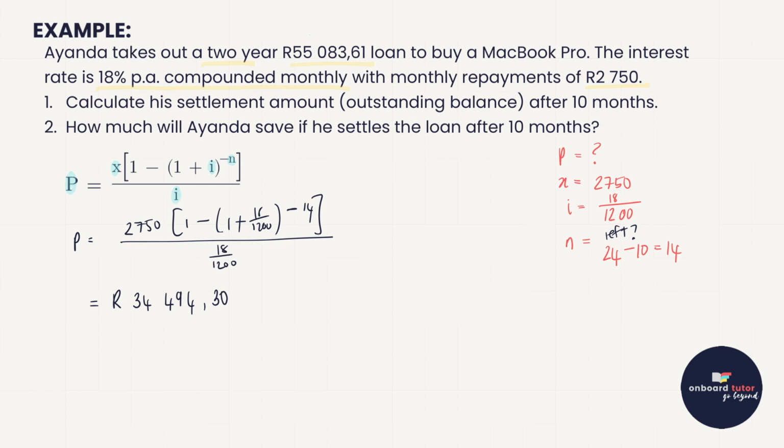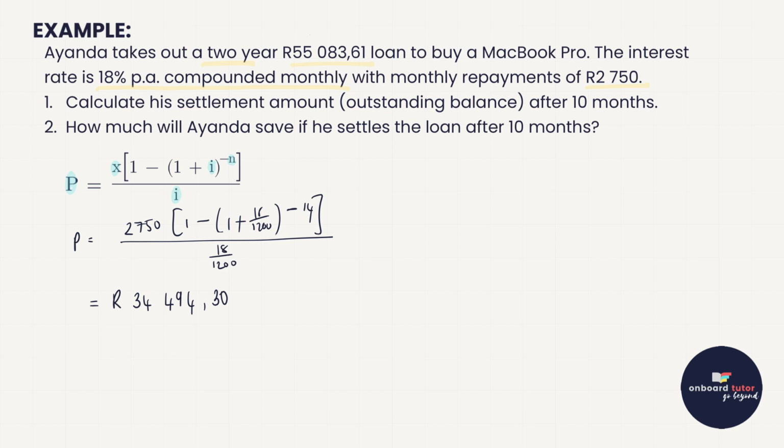Okay, let's see what they're doing here in question 2. How much will Ayanda save if he settles the loan after 10 months? Okay, so he may have gone to the bank and said, how much do I still owe? But let's say Ayanda was very fortunate and was gifted a large sum of money or something like that, and he decides, okay, he can actually afford to pay this off. Let's work out how much he will save by doing that. Okay, now this is going to take a few steps, but it's not difficult.